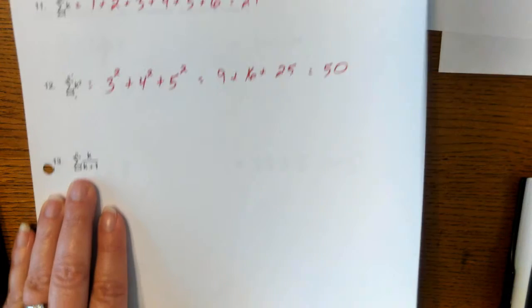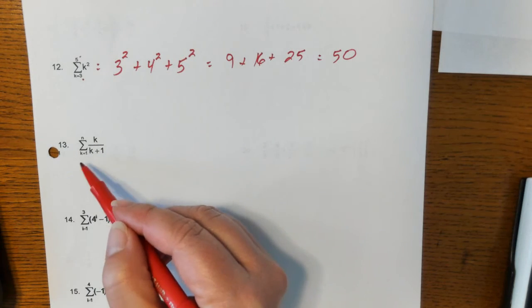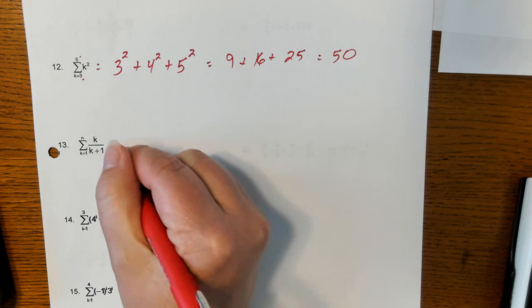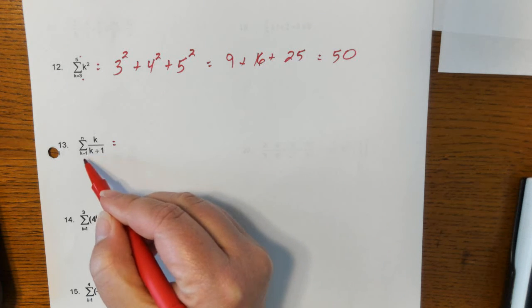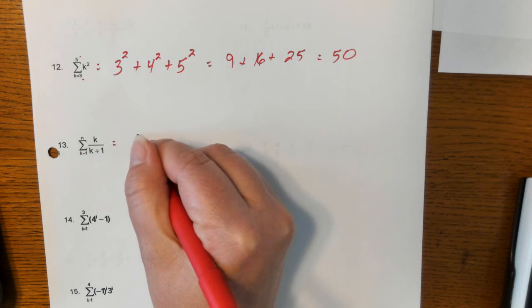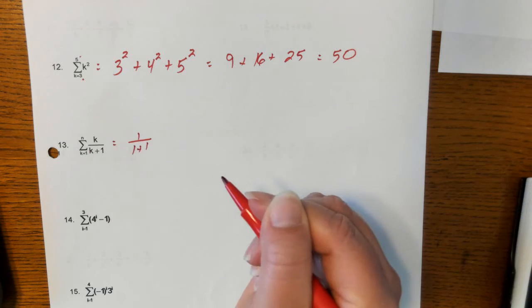Next example here, again, they're using K as their index. Did not have to be K, could have been X or P or Q or whatever, doesn't matter. The first number they want us to plug in is 1. So we'll write our general term. Everywhere we see a K, we'll put a 1. So 1 over 1 plus 1.